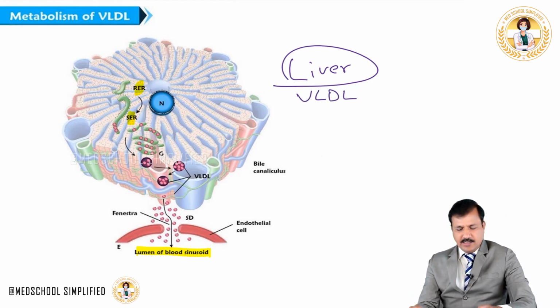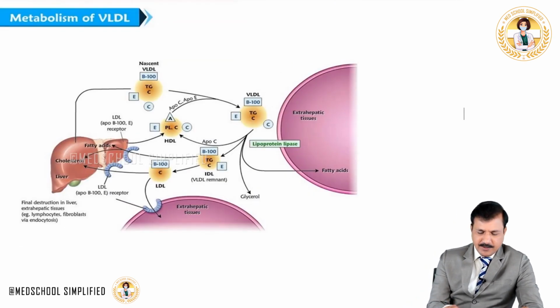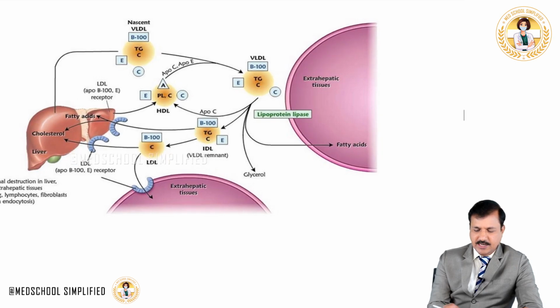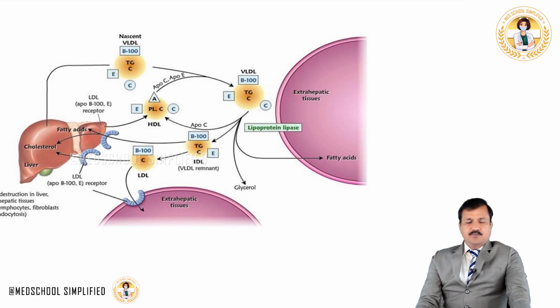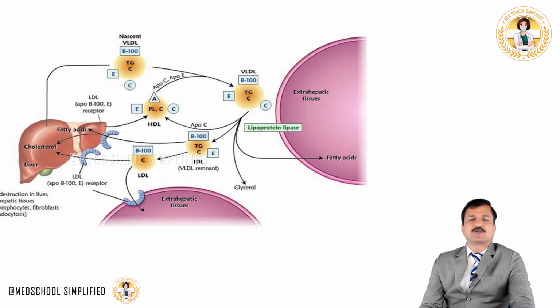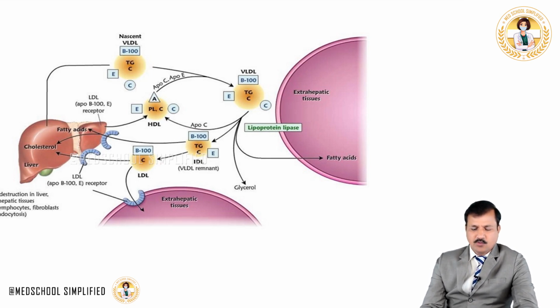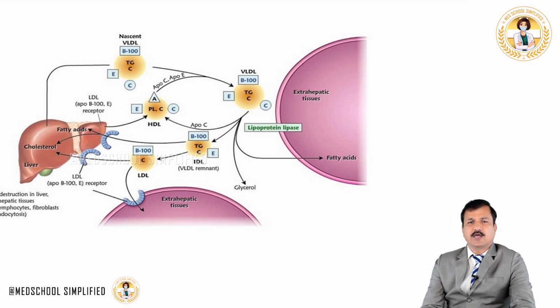Now what happens to the VLDL in the circulation? The metabolism of VLDL happens within the blood vessel, just like what we have seen with chylomicron metabolism. The nascent VLDL that is coming out of the liver has to gain Apo C-II and Apo E from HDL, similar to what we have seen with chylomicron metabolism. Once VLDL gains Apo C-II and Apo E from HDL, the VLDL is matured.